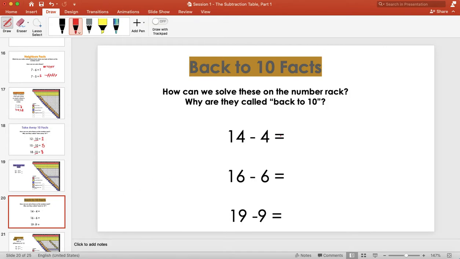So why are they called back to 10? Well, let's look. 14 minus 4. If I have 14 minus 4, it's going to equal 10. If I have 16 minus 6, it's going to equal 10. And if I have 19 minus 9, it's going to equal 10. So they are called back to 10 facts because the answers are always going to be 10.